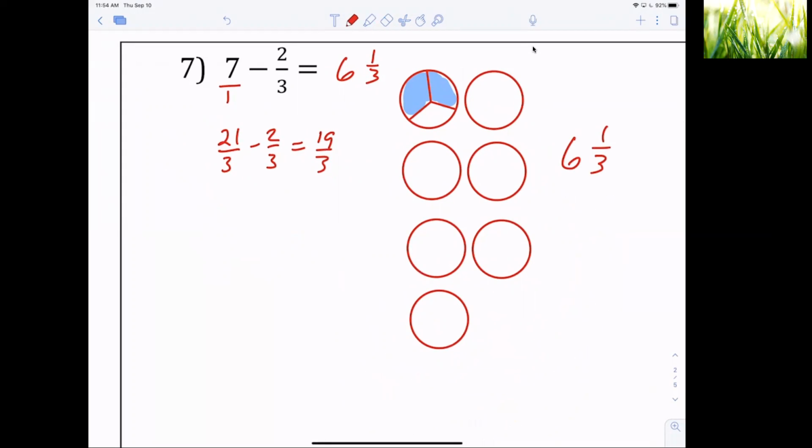So again, is it wrong to do what you guys said? 19/3. There's nothing wrong with that, right? But your brain should be able to say, okay, 7 minus 2/3 is 6 1/3. Everybody with me? So I'm going to write a new one up here. I'm going to see if you guys are paying attention.